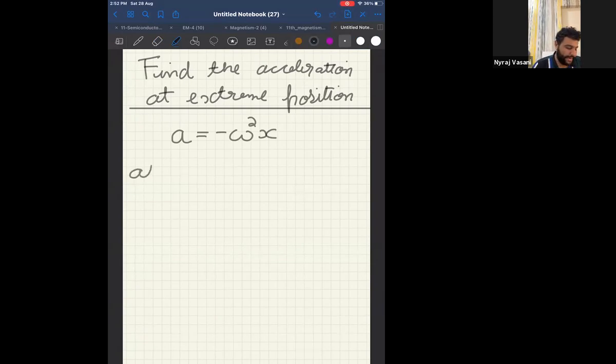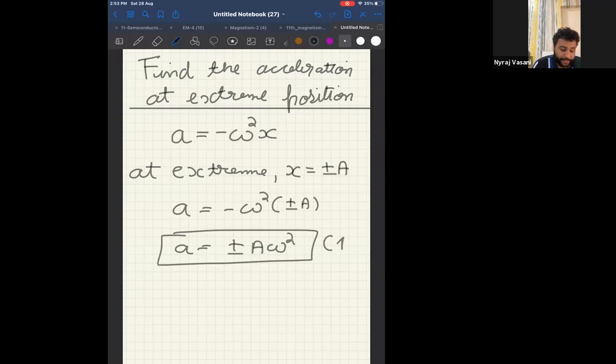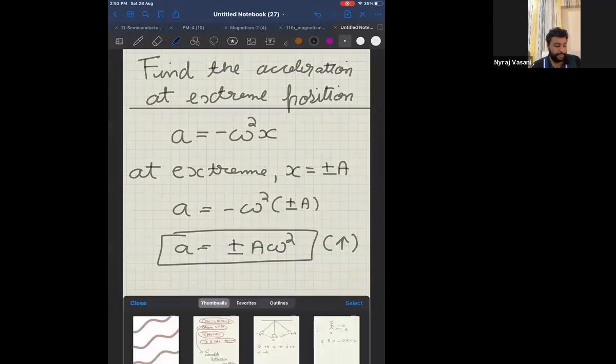Now I know that at extreme position, x will be equal to plus or minus a. If I substitute x equal to plus or minus a, I will get acceleration is equal to minus omega square into plus or minus a, or acceleration is equal to plus or minus a omega square. And this value will be maximum because at mean it was minimum. Therefore, at extreme it will be maximum.